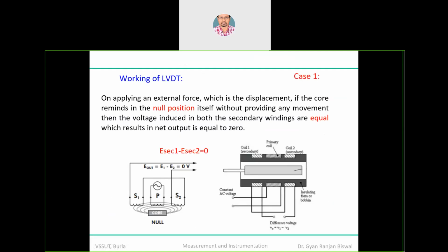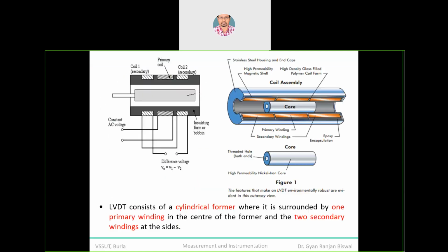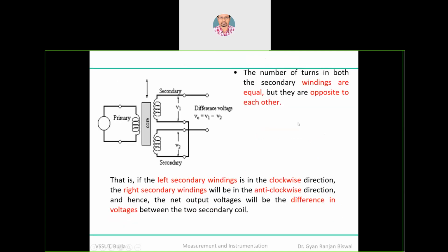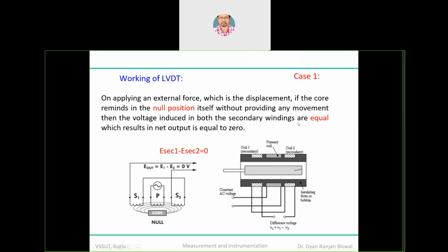Clear? Now let's see how it works. We are considering three cases. In the first, I am assuming that the core sits exactly at the center of the coil. Clear? If the core is exactly mounted at the center of the coil, then there is hardly any chance of it crossing into the secondary windings, right?